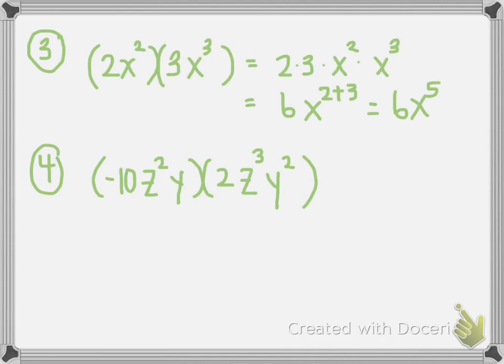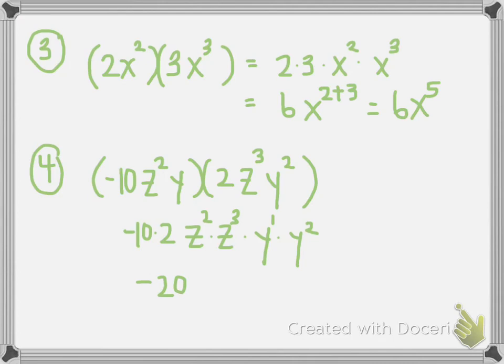Okay, what about here? Same thing, you're going to multiply your numbers in front. So you're going to say a -10 times a 2. And then you've got two different bases here. So you've got z squared times z cubed. And then you've got y times y squared. What is the understood exponent on that y there? It's a 1. Okay, so -10 times 2 is a -20.